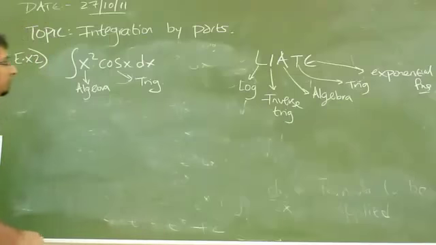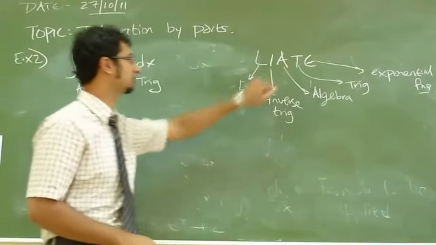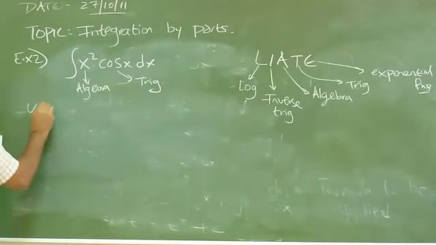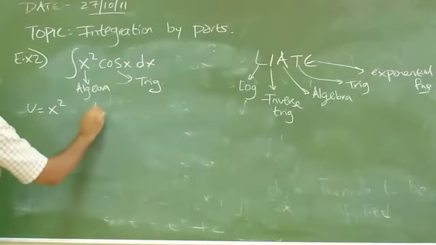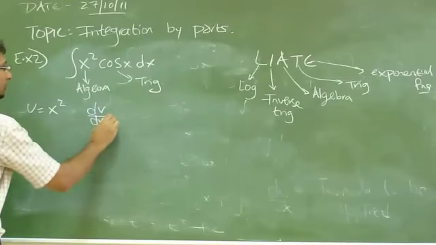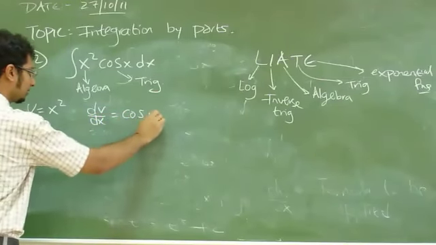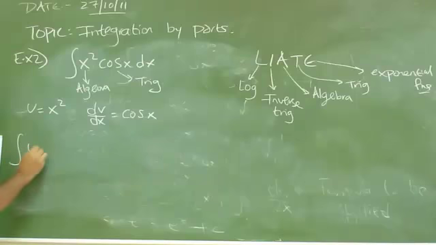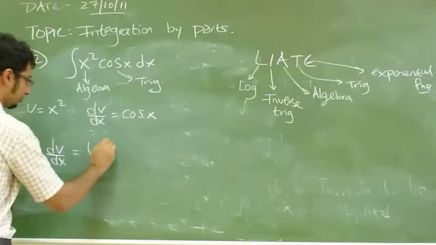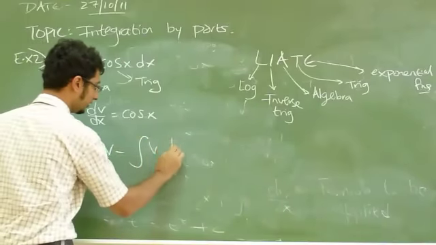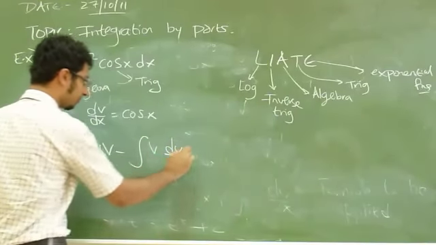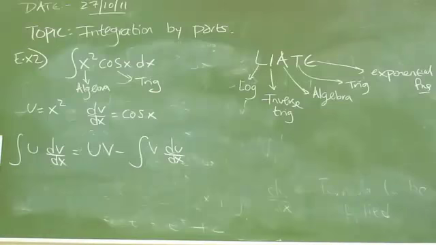So which one comes first, algebra or trig? Algebra. You've got algebra and then you've got trig. So my u is going to be x squared, and my dv by dx is going to be cos x. My formula is the integration of u dv/dx equals uv minus the integration of v du/dx, from the formula sheet. If you forget, you can just quote it.